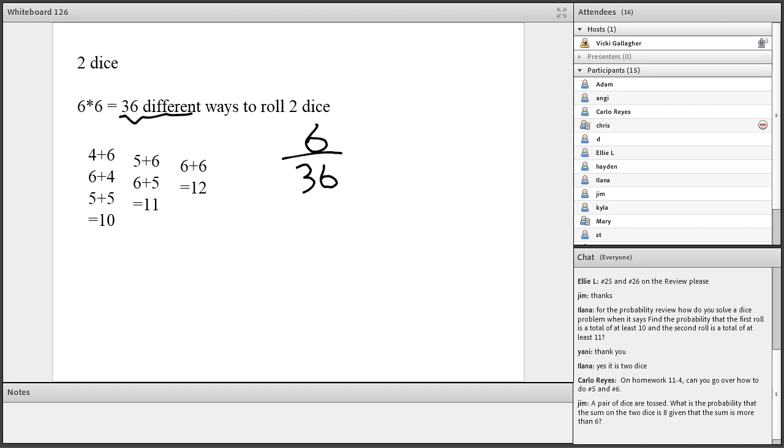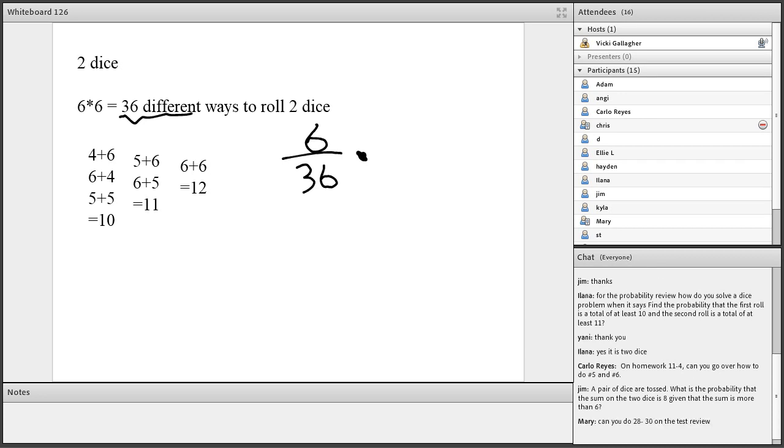Then I'm going to roll again. And on the dice problems, it's not like the card problems where you take away 1 every time. Every time you roll the dice, there's always going to be 6 sides on the dice. So you never have to do that subtracting thing like we did with the card problems. For my second roll, I want the total to be at least 11. So now I'm going to count the amount of ways I can roll an 11 or a 12. And that's 3 ways out of, again, the 36 total different ways that I can roll 2 dice.